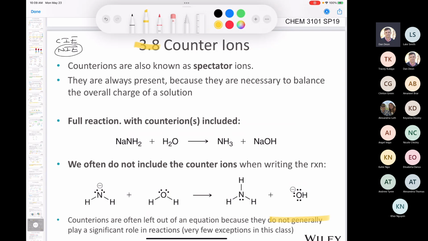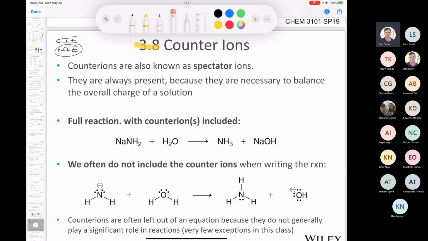It says here they do not, generally speaking, play a significant role in reactions, and so we just leave them out. Like, you just leave them out? Yeah, just leave them out. Just don't even write them in. And again, they're there, but as organic chemists, most of the time we leave them out because in chemistry 3101, they are very rarely of any significance.